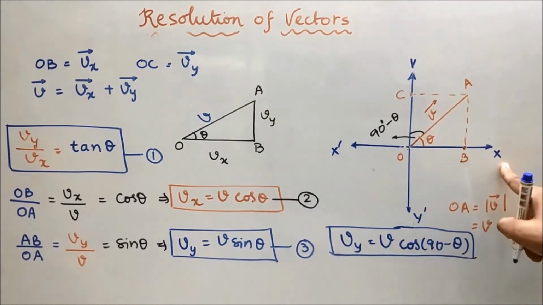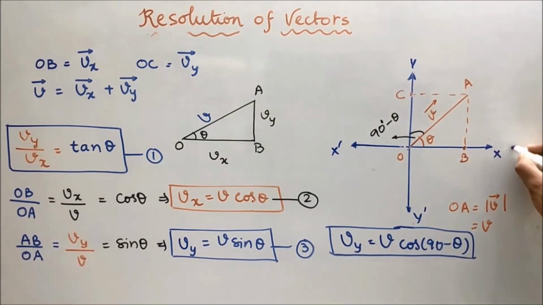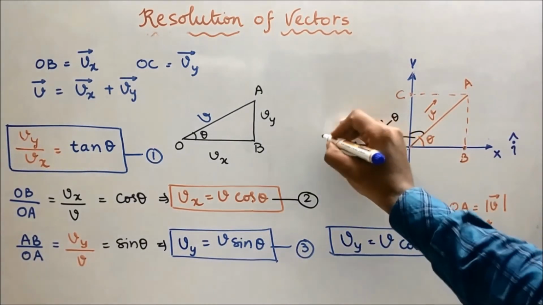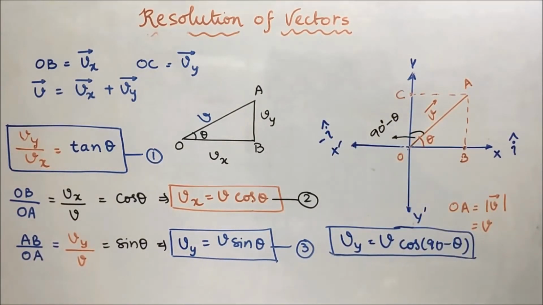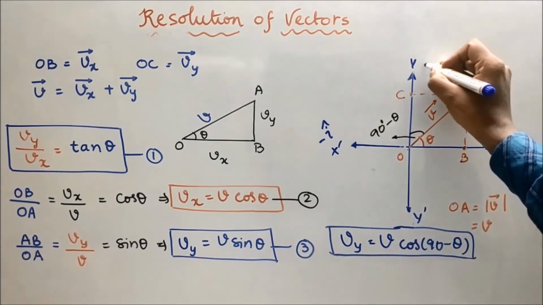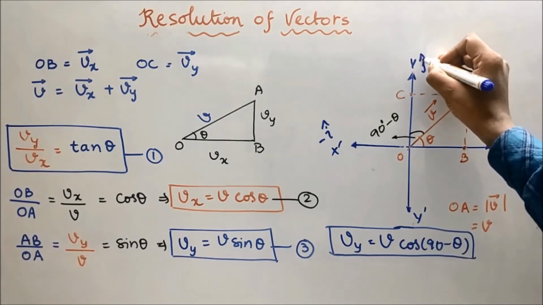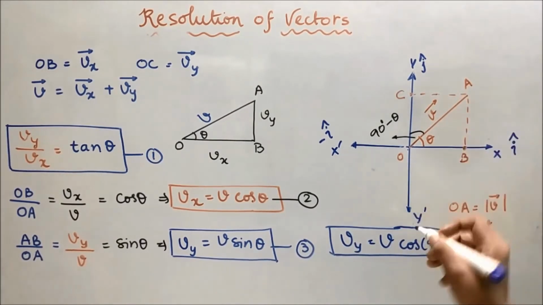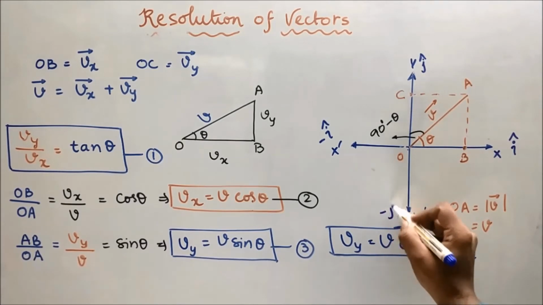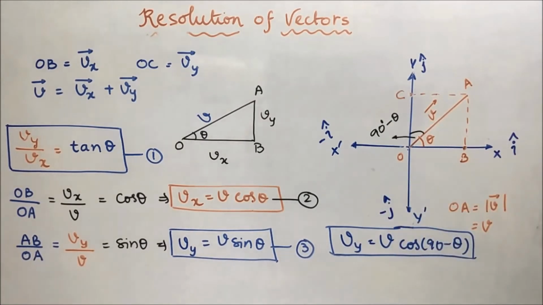So this direction of x will denote it by i cap. So what would be this direction? Minus i cap, or you can also say i hat. Plus y-axis, we call this j cap, and minus y direction, that is vertical downward, we'll call it minus j cap. So from now onwards, we'll be representing direction along x-axis with i cap and direction along y-axis with j cap.